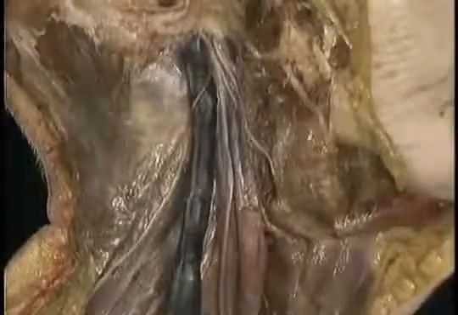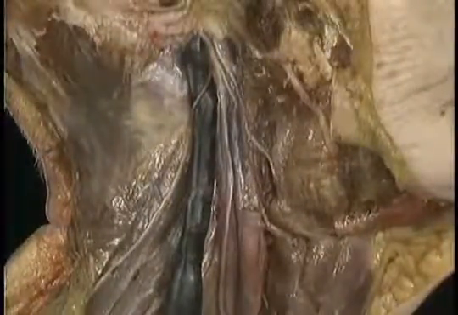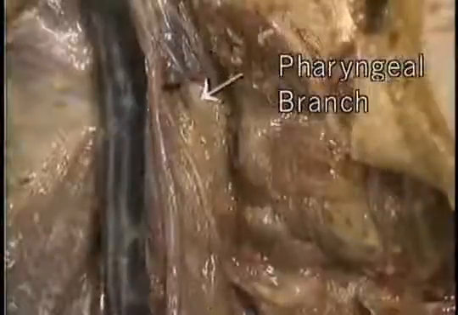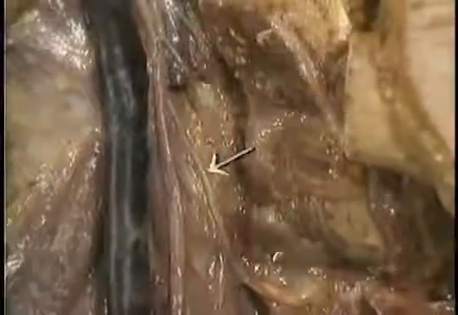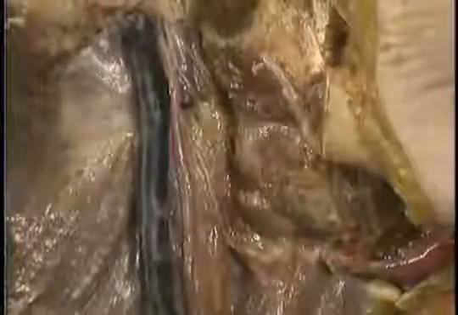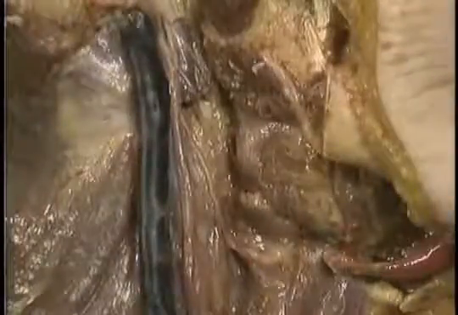The vagus nerve has important branches in the neck. We'll remove the common and internal carotid arteries to see them. High in the neck, the vagus gives off a pharyngeal branch or branches, and this large branch, the superior laryngeal nerve. Right down in the thorax, the vagus also gives off the important recurrent laryngeal nerve. We'll come to it in a minute.